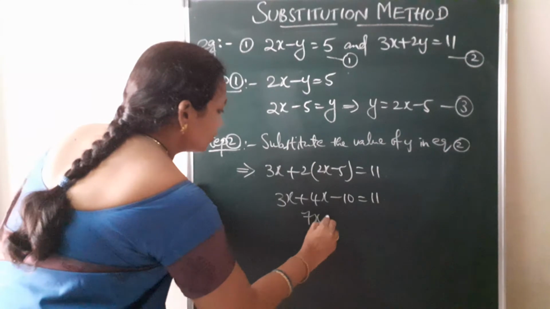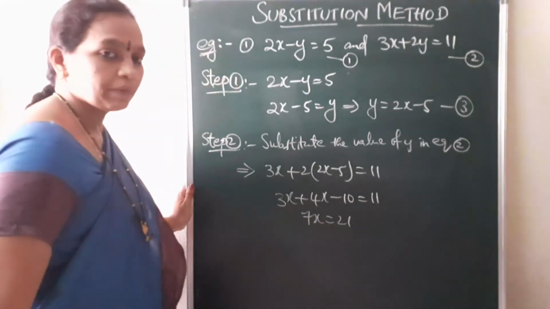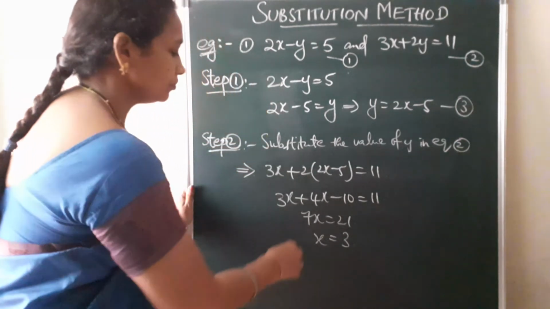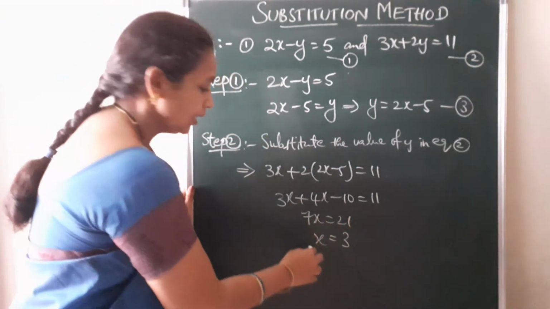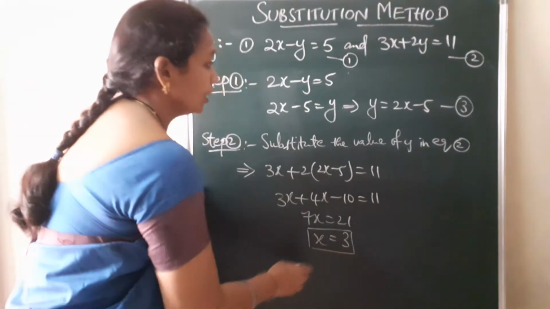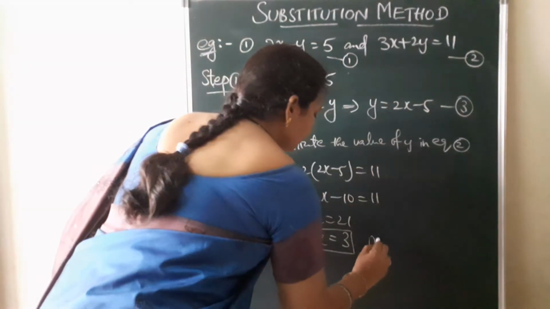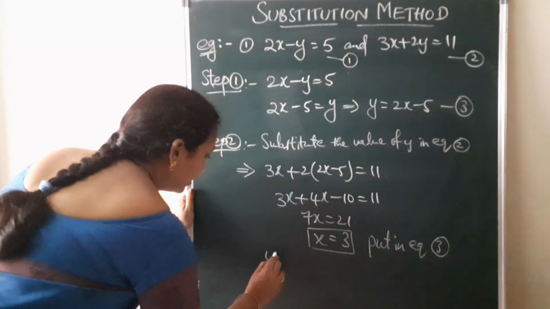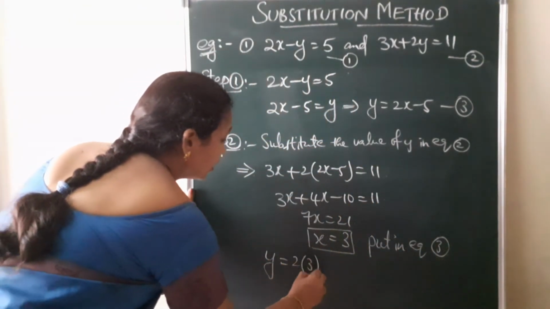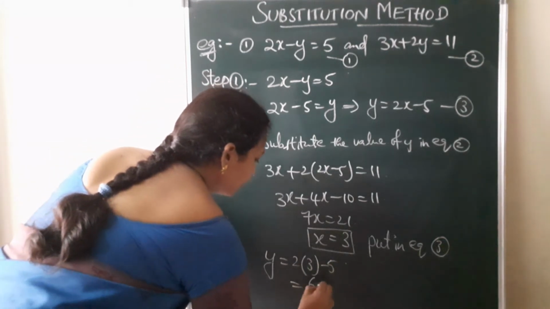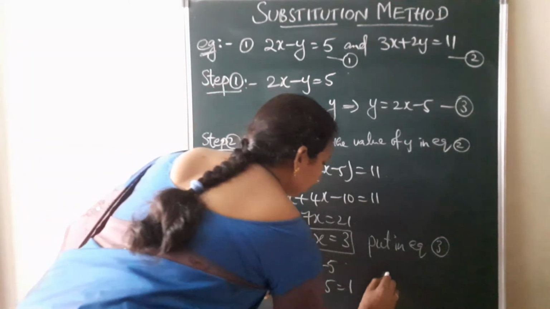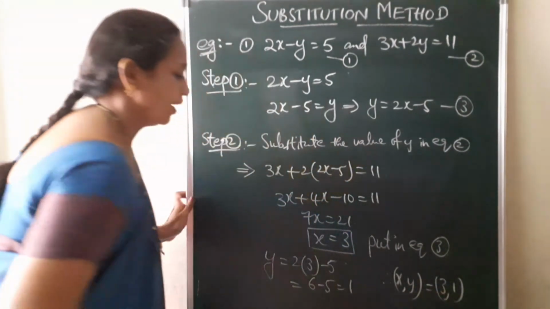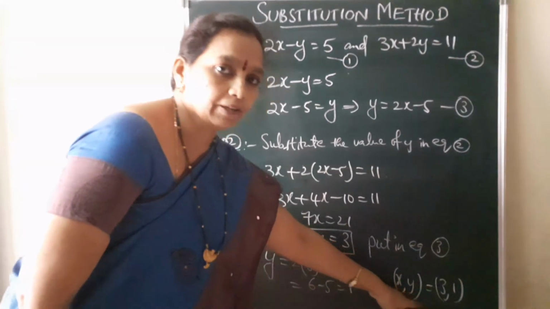Then 7x is equal to 21, by transposing minus 10 to that side as plus 10. Then x is equal to 3, since 21 divided by 7 is 3. So x is equal to 3. Substitute in the third equation. Then the y value: y is equal to 2 times 3 minus 5, 6 minus 5 is equal to 1. Therefore, x comma y is 3 comma 1.